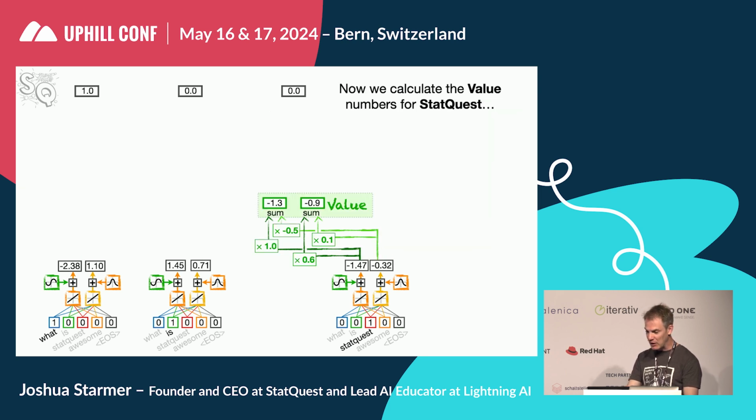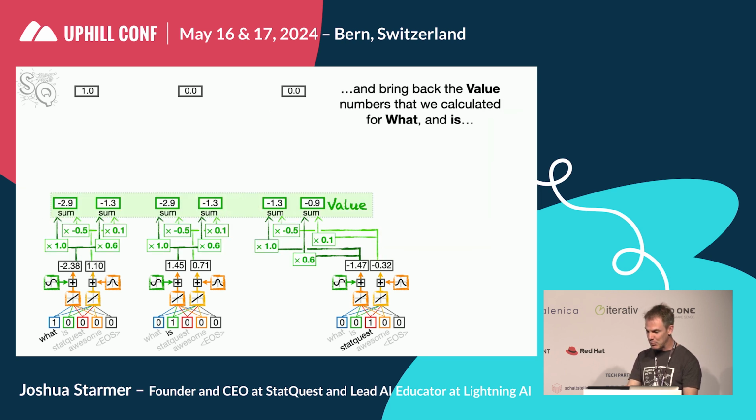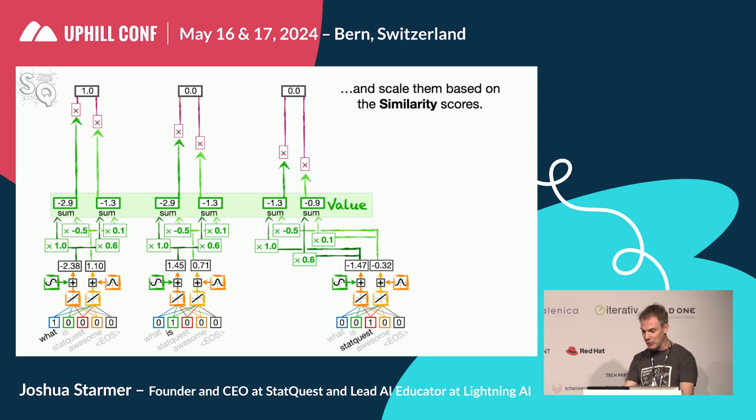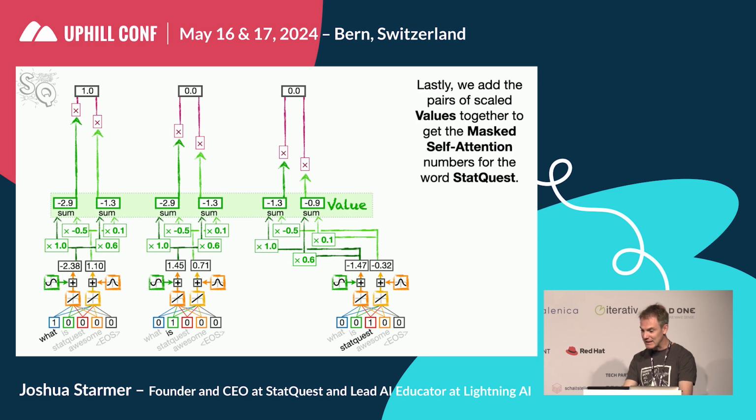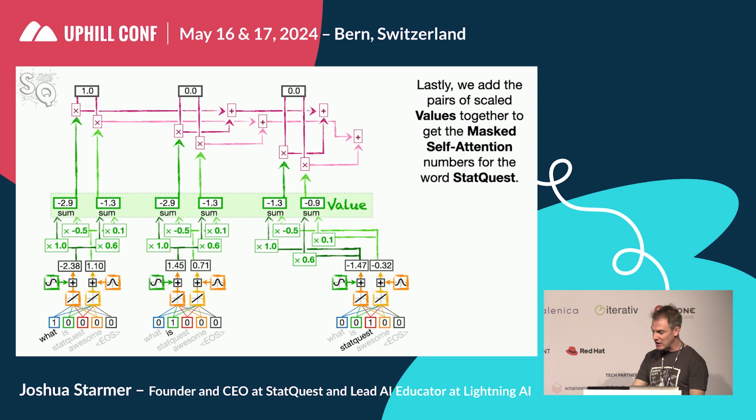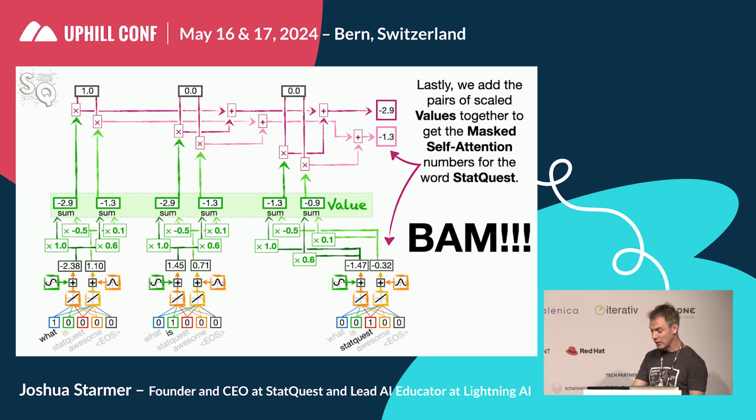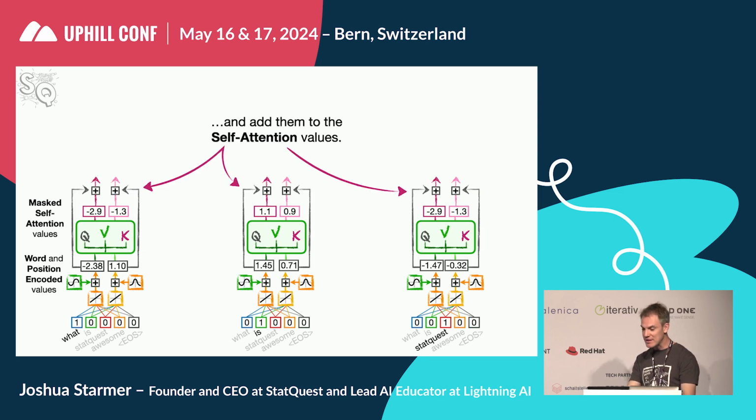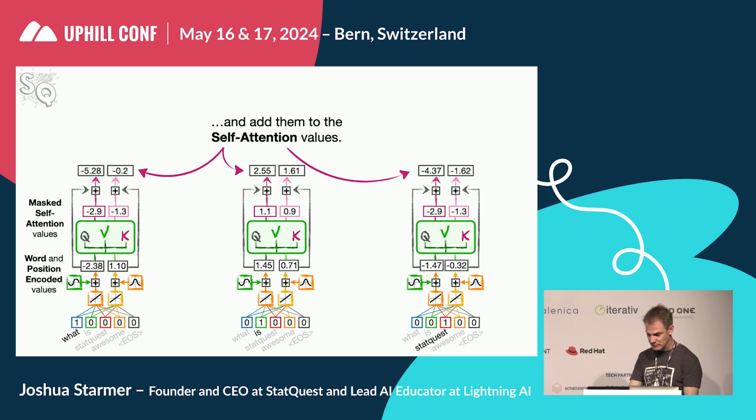Now we calculate the value numbers for StatQuest and bring back the value numbers that we calculated for what and is and scale them based on the similarity scores. Lastly, we add the pairs of scaled values together to get the masked self-attention numbers for the word StatQuest. Bam! Okay, the next thing we do is take the position encoded values and add them to the self-attention values.